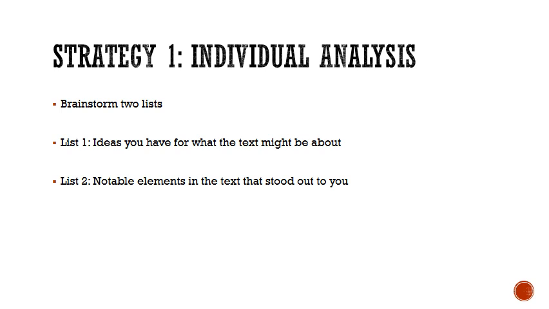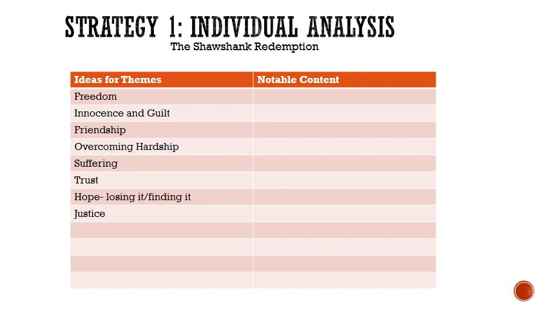What I want you to do in this case is to brainstorm two lists. The first list is going to be ideas you have for what the text might be about. So it's some brainstorming. I'm going to try and come up with as many as I can. And the second list, which at this point is unrelated to the first list, is that I want you to brainstorm or think about all the notable elements in the text that stood out to you. Okay, so let me show you how this is done. I thought about The Shawshank Redemption, and here's the list that I came up with. I just said to myself, what do I think this is about?